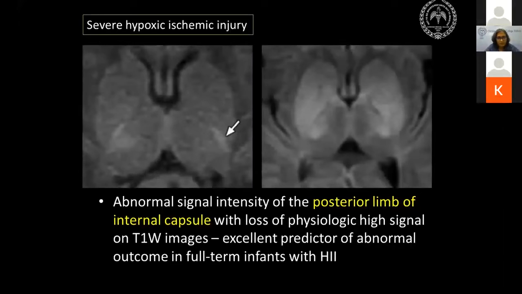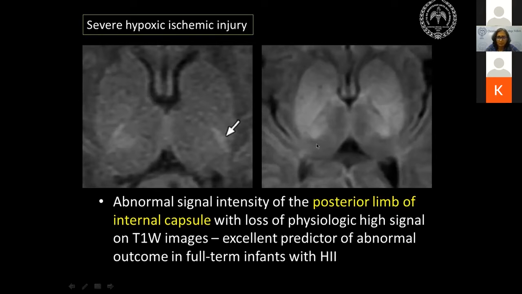With severe hypoxic ischemic encephalopathy in a full-term neonate, like we mentioned earlier, the PLIC on a T1-weighted image normally should appear bright, as a bright band. Now, in severe or profound hypoxic ischemic encephalopathy, this signal can be lost. And when this is lost, it is indicative of profound hypoxic ischemic injury, and it is an excellent predictor of abnormal outcome.